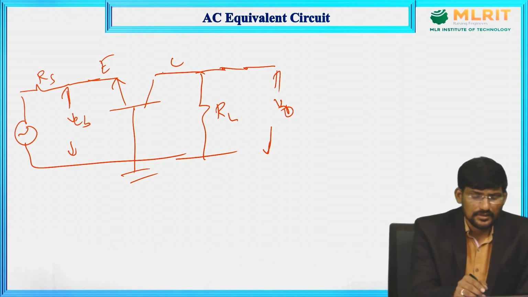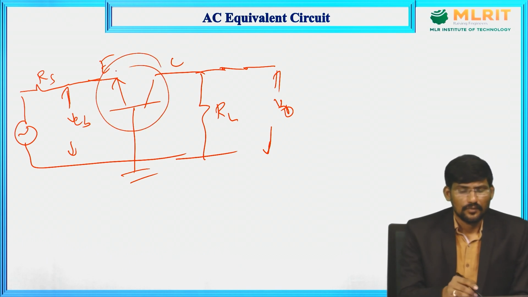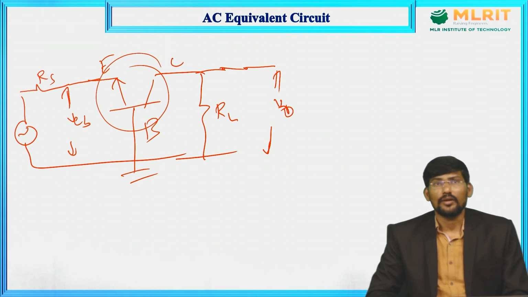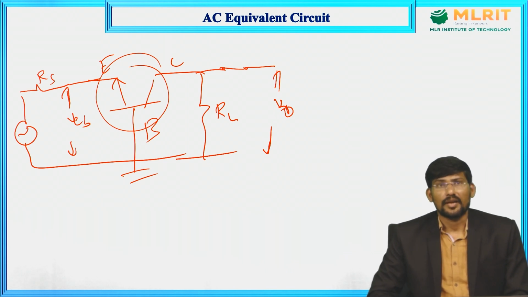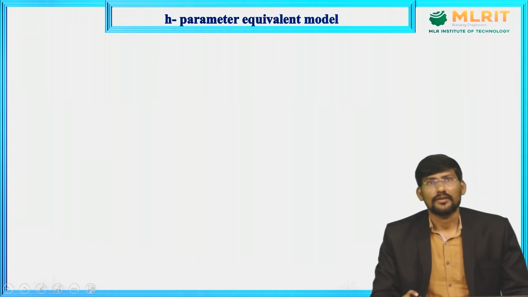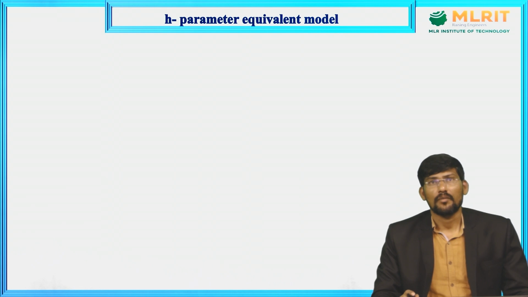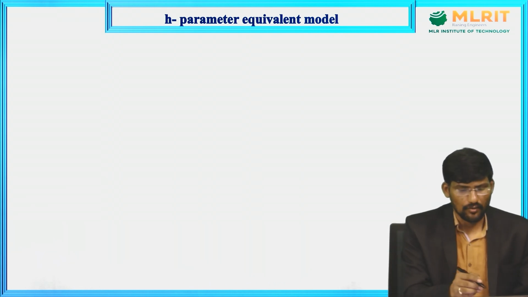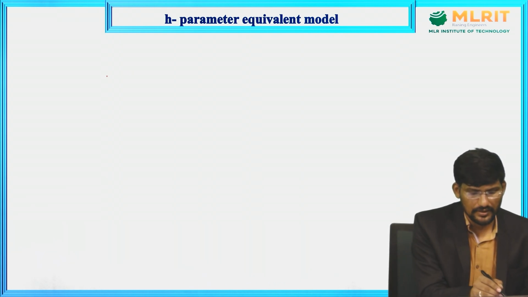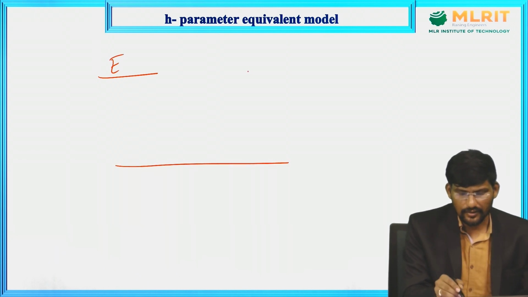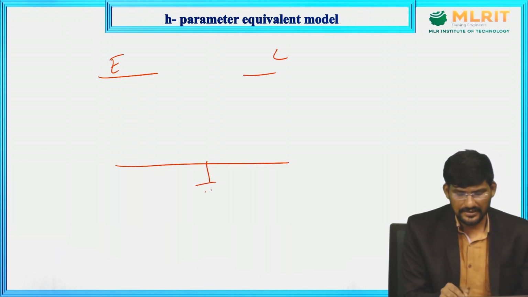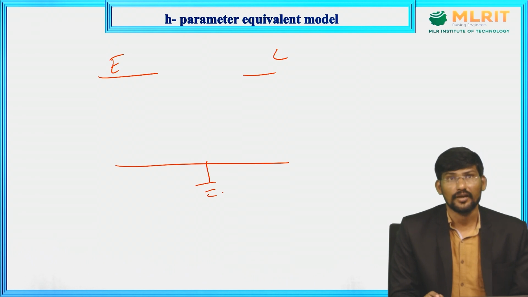Now let us consider this transistor with its equivalent H parameter model, so that we can analyze the parameters. So now we will draw the H parameter equivalent model for the common base amplifier for the given configuration, that is a common base configuration. The input is applied to the emitter terminal and output is taken across the collector terminal, and base is acting as a common terminal for both input and output.